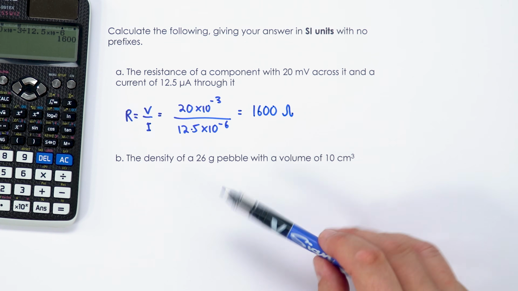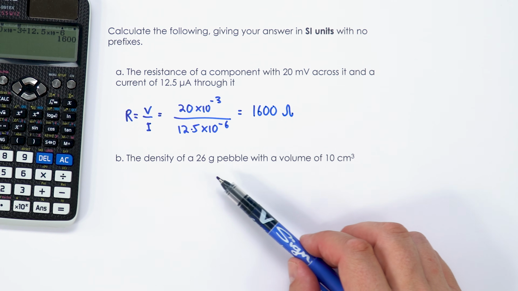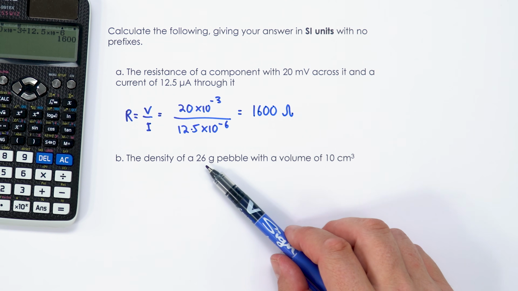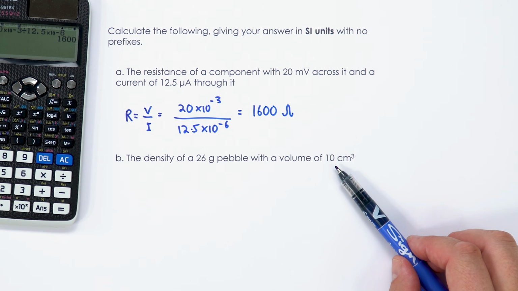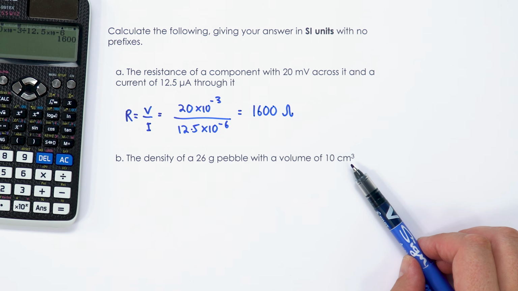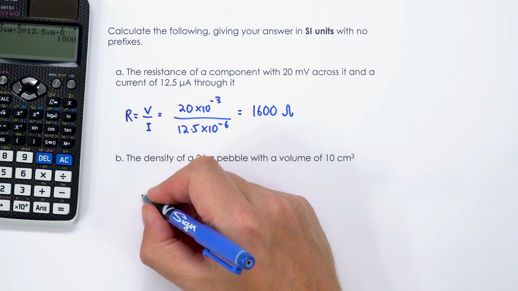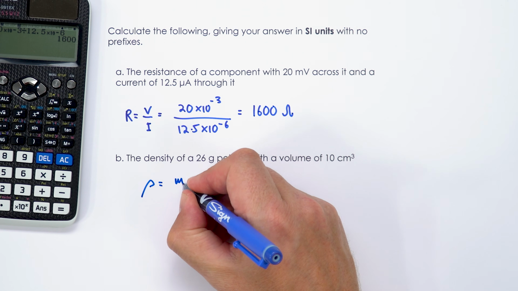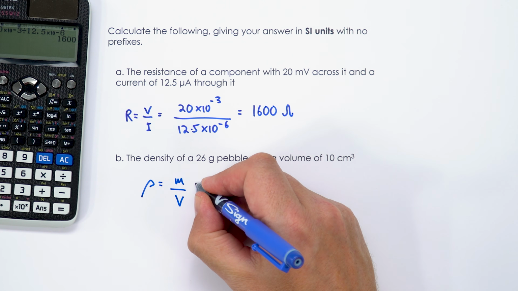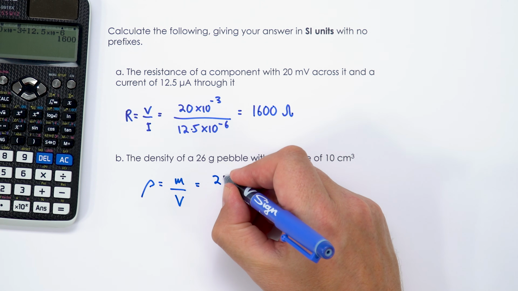For the next one, we need to calculate the density of a 26 gram pebble with a volume of 10 centimetres cubed. Now we're going to be using the standard SI unit, so we're going to be using kilograms and metres, not grams and centimetres. So the density is equal to the mass divided by the volume, and the mass is 26 grams.